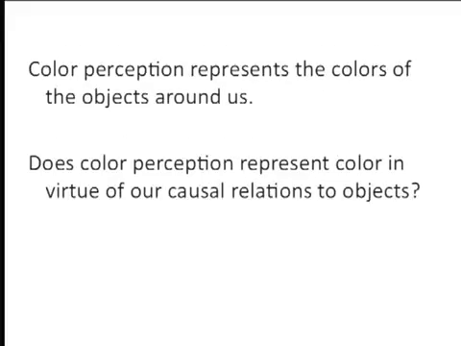So how does it go for colour? In your colour perception, you represent the colours of the objects around you. You look around the room, you get all the colours. So how general is the causal theory of reference? Do the colour representations refer to particular colours in virtue of being caused by those colours out there?